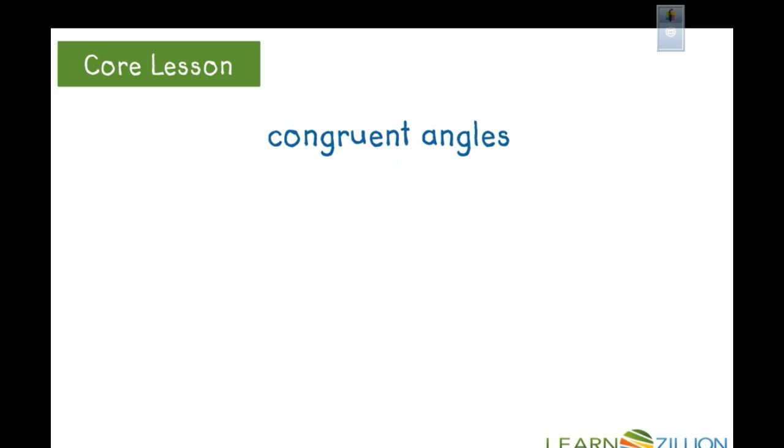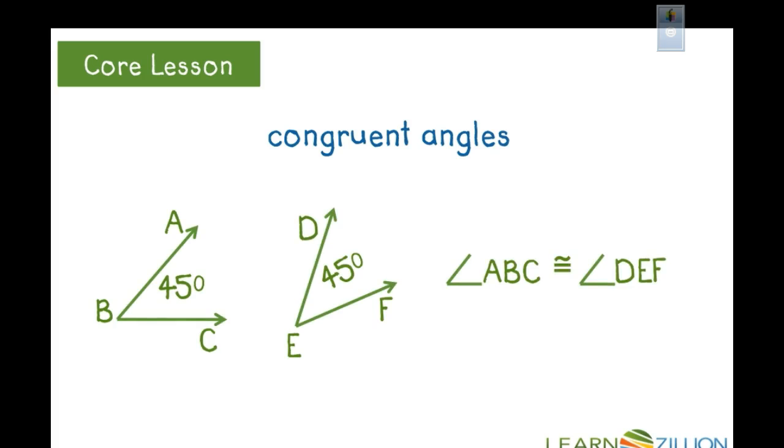Two angles are congruent if their measurements are the same. Angle ABC is congruent to angle DEF because they both measure 45 degrees. Notice how AB corresponds to DE and BC corresponds to EF.